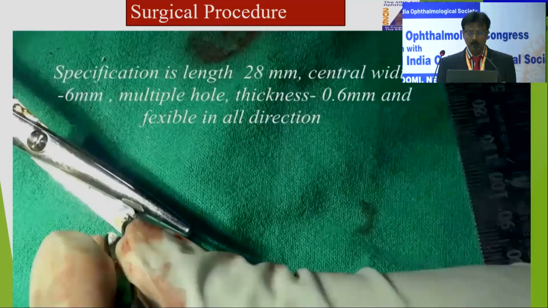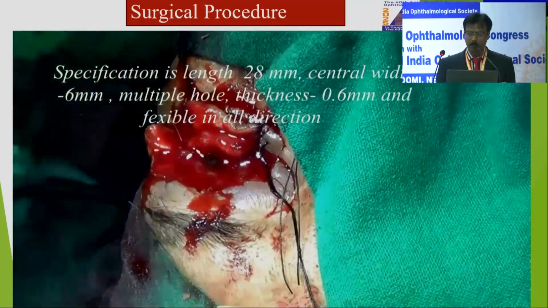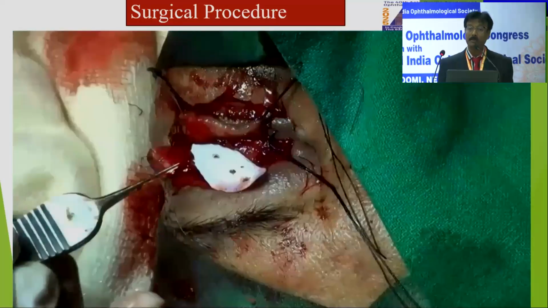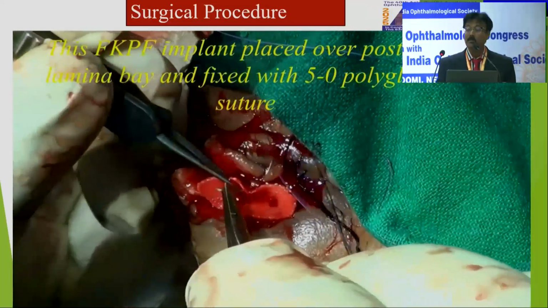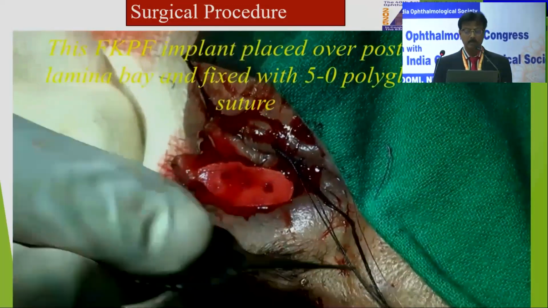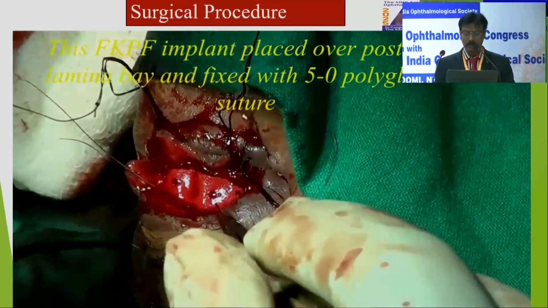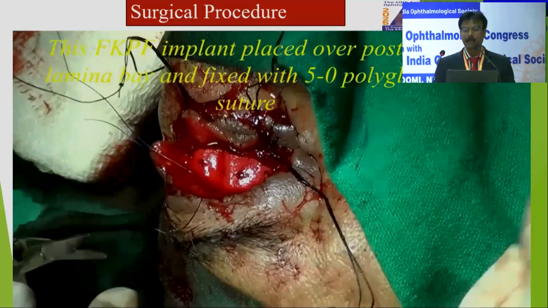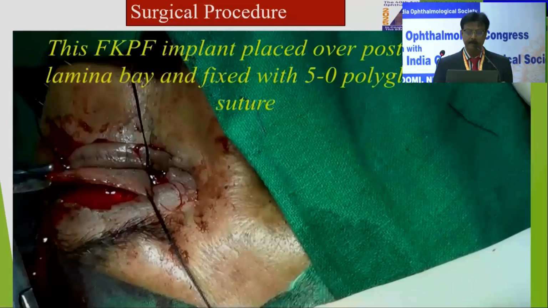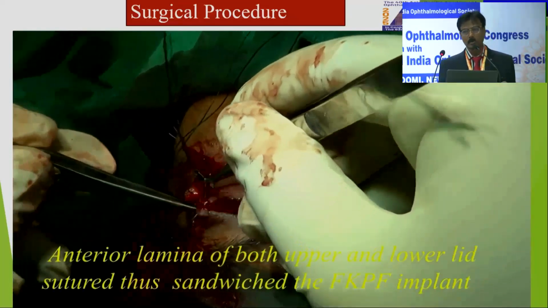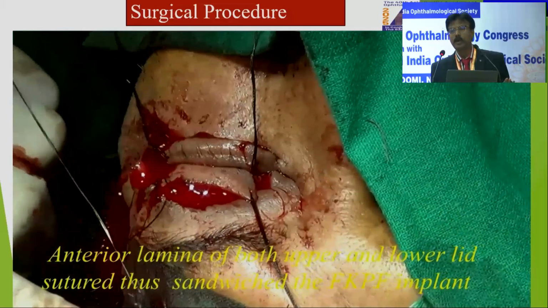Previously, we replaced the tarsal plate with a silicone plate, which was published in the Indian Journal of Ophthalmology. It was one of the innovative articles in 2021. Now a filamentous knitted polyester fabric is used, which is fixed to the posterior lamella bay with a 5-0 polyglactin suture, and the anterior lamella is sandwiched by this implant. Now the separation is usual. We do it at 2 weeks, not 6 to 8 weeks.